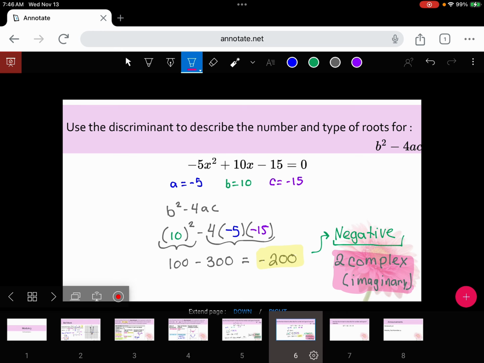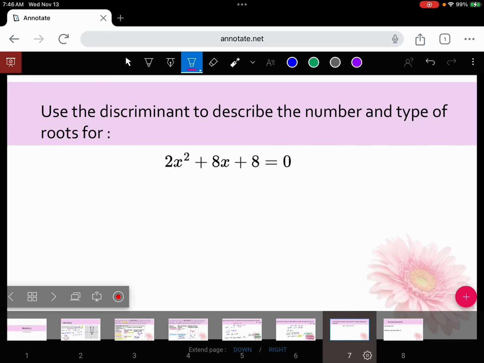All right. We're going to do one more like this. We're going to figure out how many and what kind of roots.